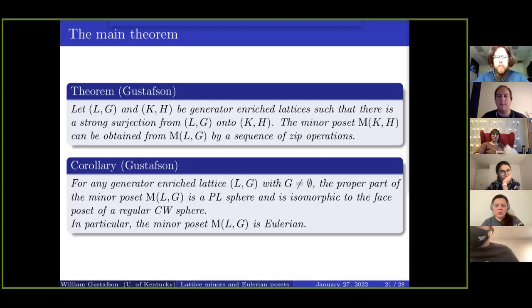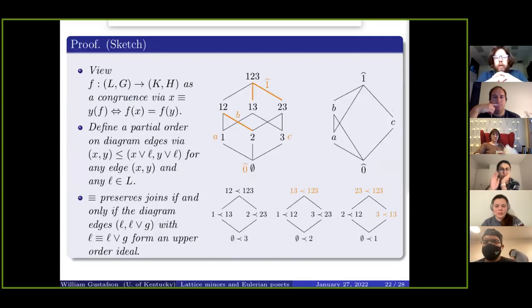All right, so now I want to give a sketch of the proof of this theorem. On the right, I have a depiction of a mapping from the Boolean algebra to the running example. We're mapping 1 to A, 2 to B, 3 to C, and because it's join preserving, 1, 2 also goes to B, and then those three elements at the top all go to 1 hat.